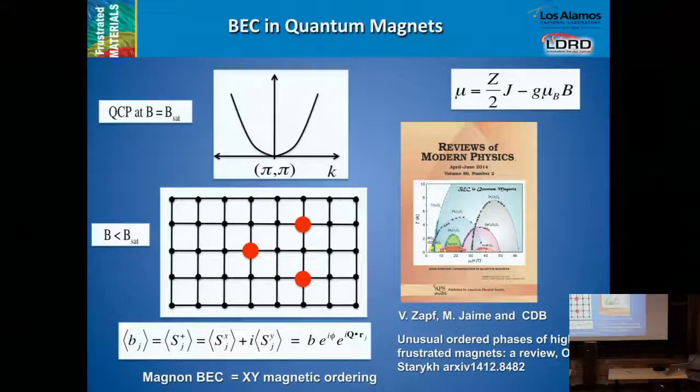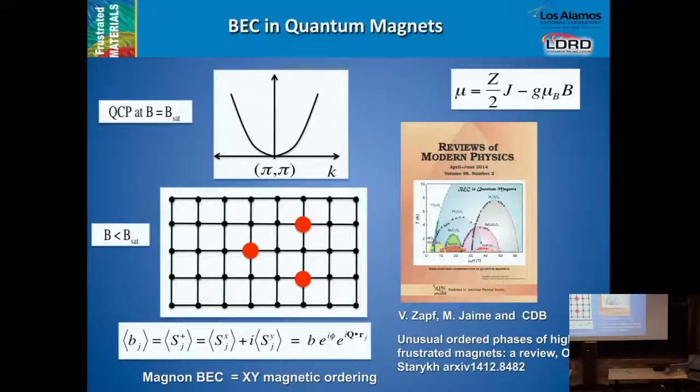And we know that for a dilute gas of bosons, the system will indeed undergo a Bose-Einstein condensation below a certain temperature. Bosons will condense normally at the lowest single particle state, right?